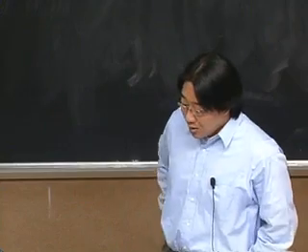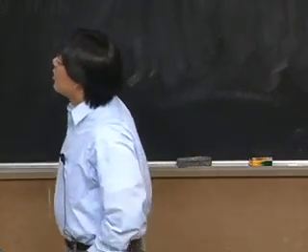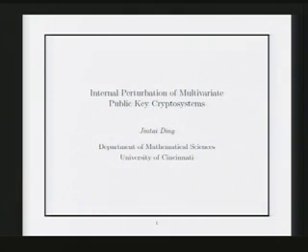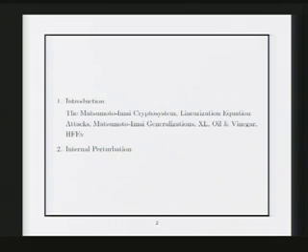The title of the lecture is Internal Perturbation of Multivariable Public Key Cryptosystems, and I'm from the University of Cincinnati. This lecture basically contains two parts. First, I'll give an introduction of cryptosystems. In particular, I introduce what is a Matsumoto-Imai system and what is linearization equation attack and their generalizations and so on. And then I'll present the second part of the talk, which is about internal perturbation.